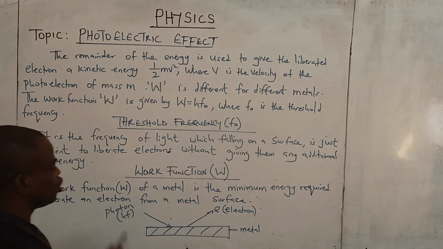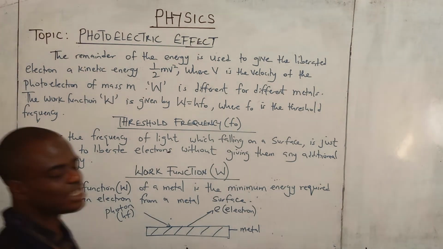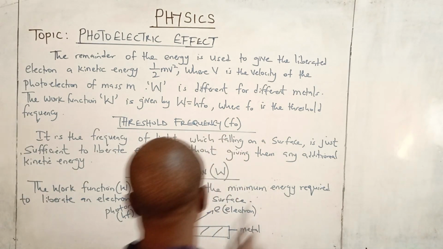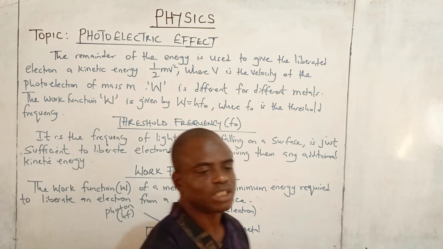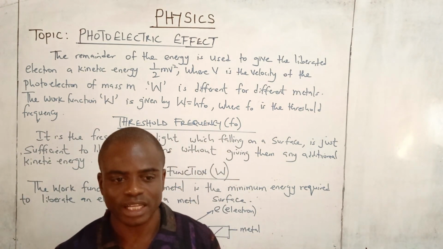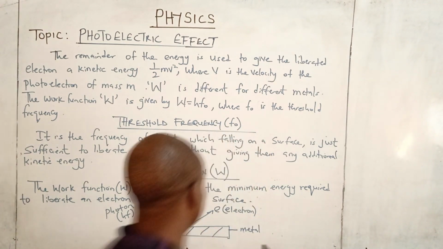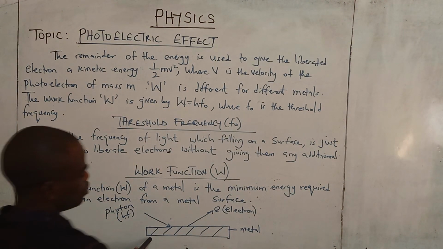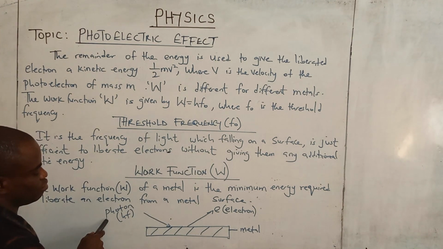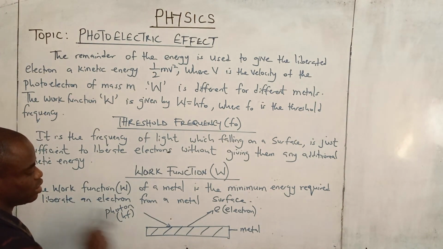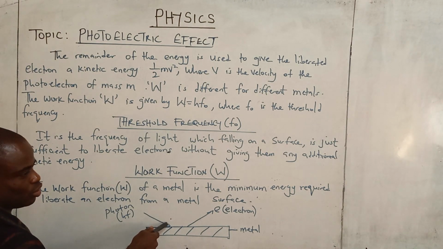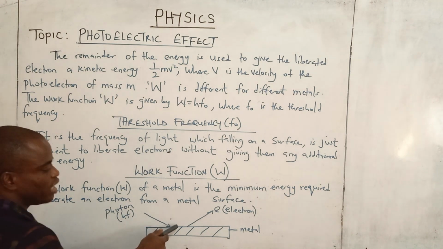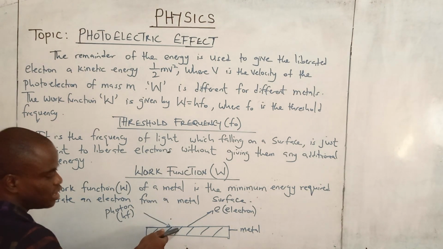Now, what is the work function? The work function of a metal is the minimum energy required to liberate an electron from a metal surface. You can see the metal. This is the photon, hf. That's the total energy content that's coming. And when it gets on the surface, it will first give the work function to free the electron from the metal surface, to free it out.